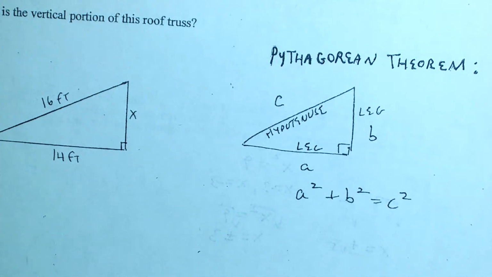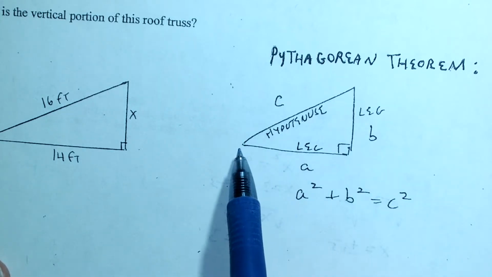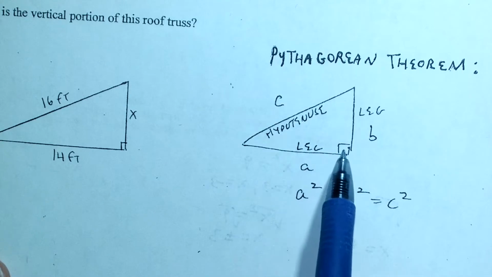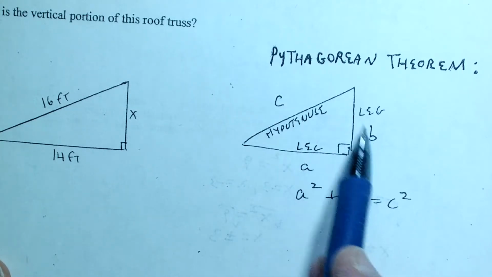I'm going to go ahead and talk about the Pythagorean theorem and how it actually is an application of the square root property. The way the Pythagorean theorem works is it shows the relationship that exists between the sides in a right triangle, meaning a triangle with a 90-degree angle.